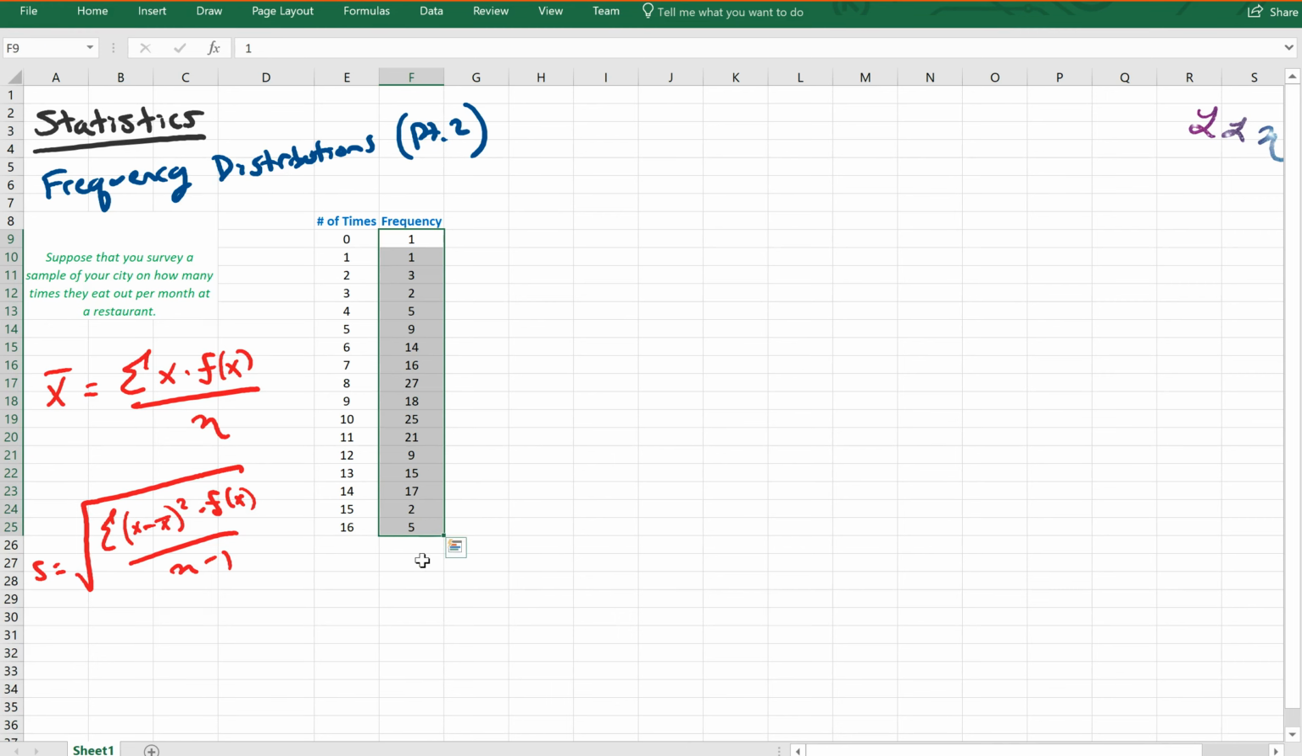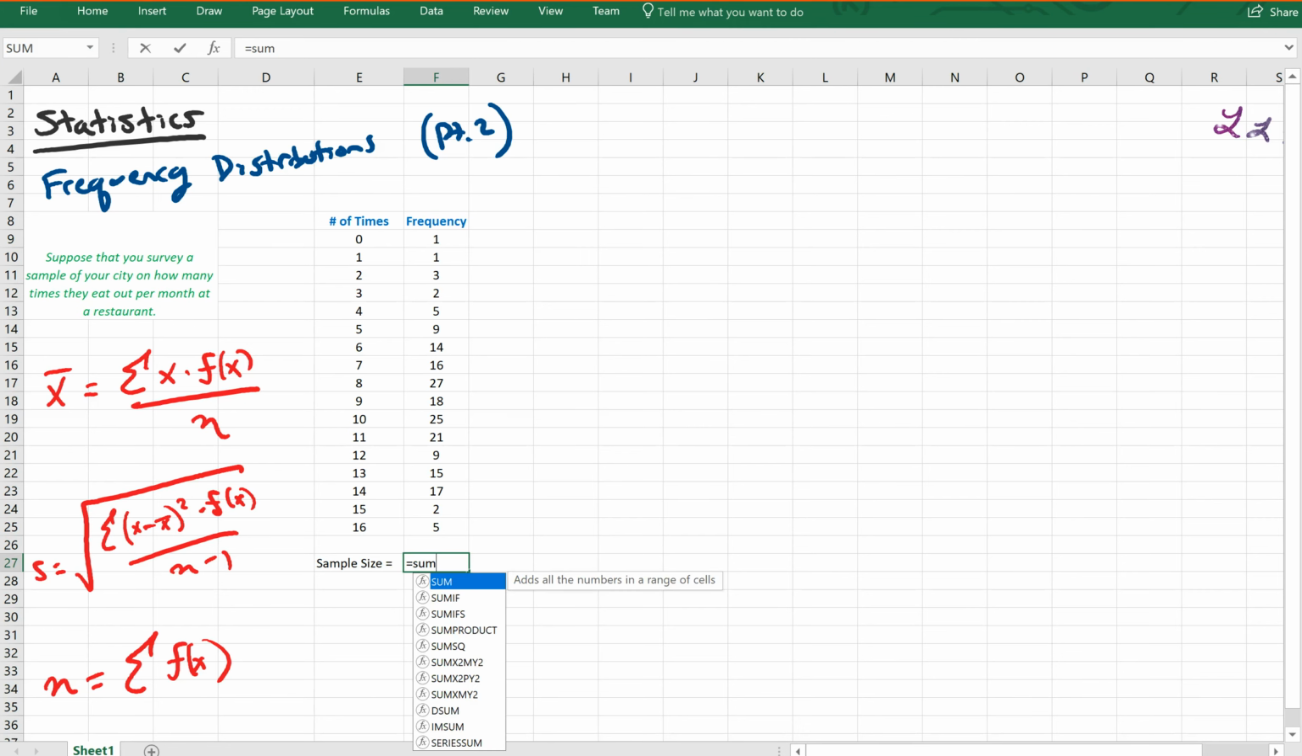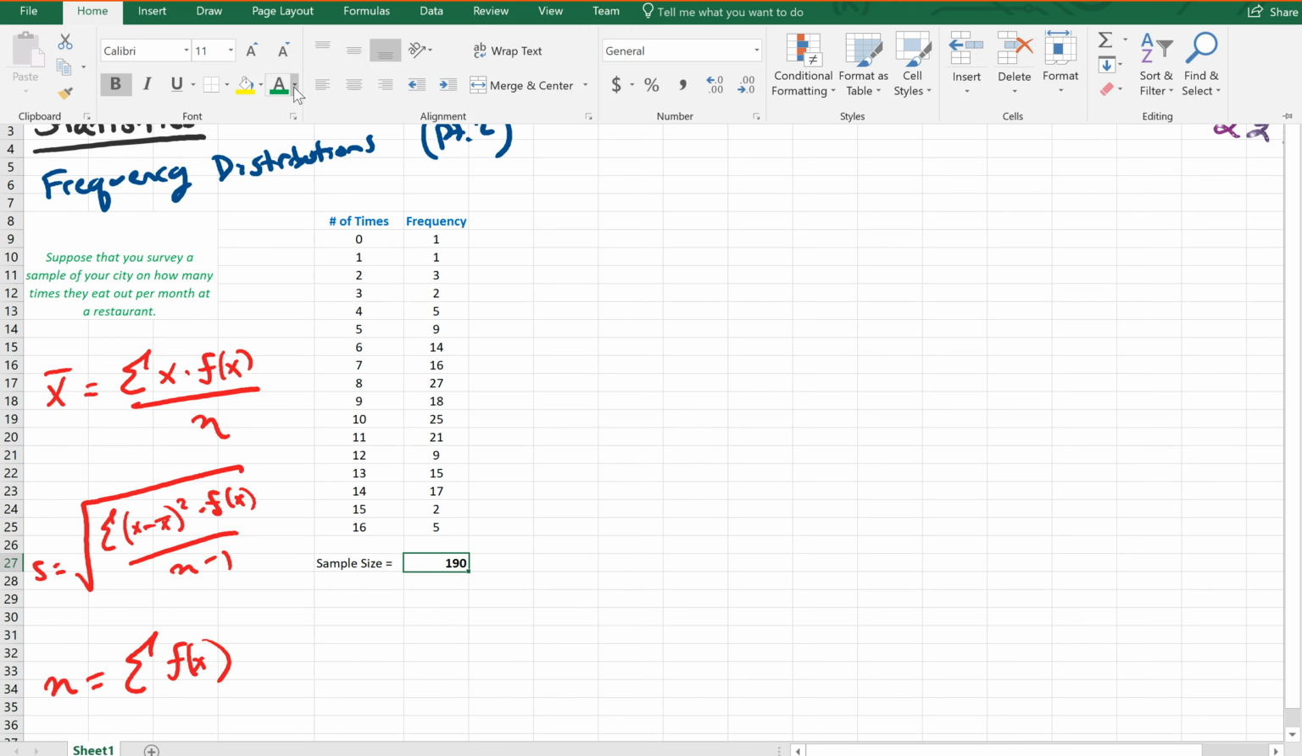So the first thing that you may want to calculate is the sample size. The sample size is simply the sum of the frequencies. So you can have that as a formula if you need to. So the sample size is going to be the sum of the frequencies of x. So this is just going to be equal to the sum of the values given here from F9 to F25. So this is your sample size n. I'll bold that here since that's important.